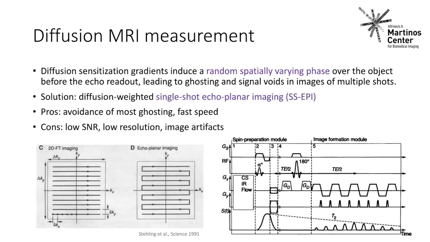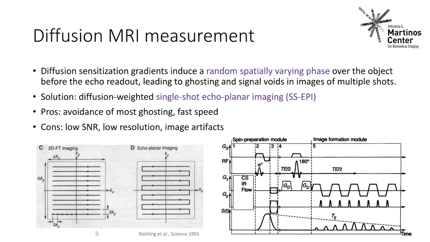So to overcome this problem, the solution is to do diffusion measurements using single-shot echo-planar imaging. The pro is it avoids most ghosting and it's very fast. The con is it has low SNR, low resolution, and a lot of image artifacts. So the figure in the middle shows echo-planar imaging. Basically, we acquire all k-space lines in one shot instead of one line a shot. We acquire all lines in a single shot.